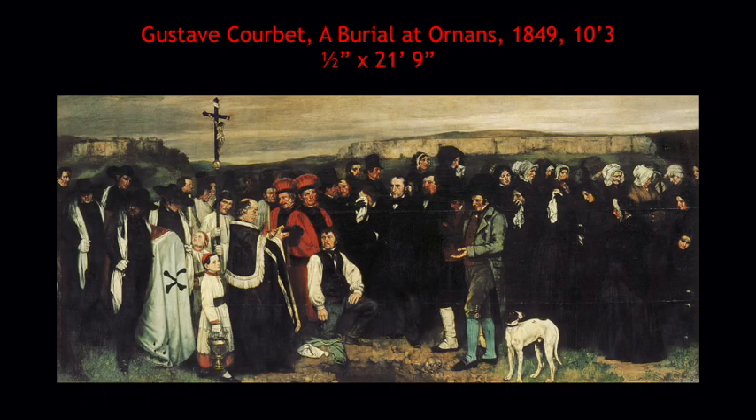So both the Stonebreakers and this painting, A Burial at Ornans, were shown at the Salon of 1850, and it was attacked by critics. This one especially because it depicts this mundane provincial funeral on this enormous scale. I don't usually put sizes of things, but I wanted you to see that this is 10 feet tall by 21 feet long. It is a crazy giant painting. Courbet is defying the academic rules. He's disrespecting compositional standards. There's no hierarchy.